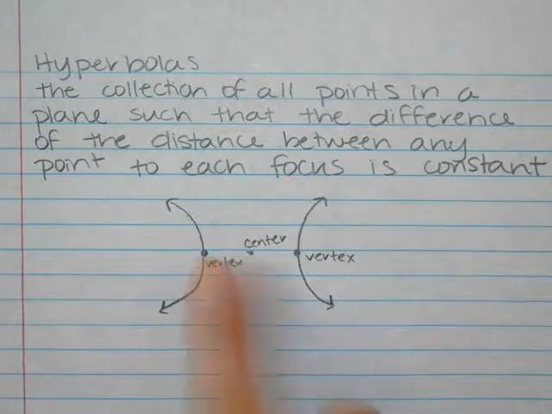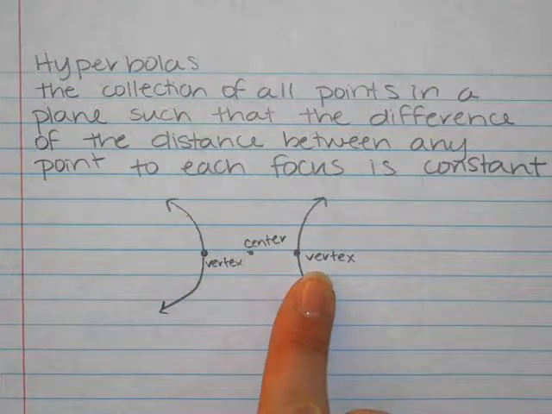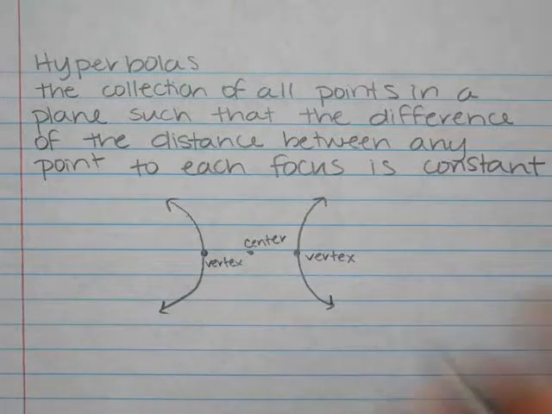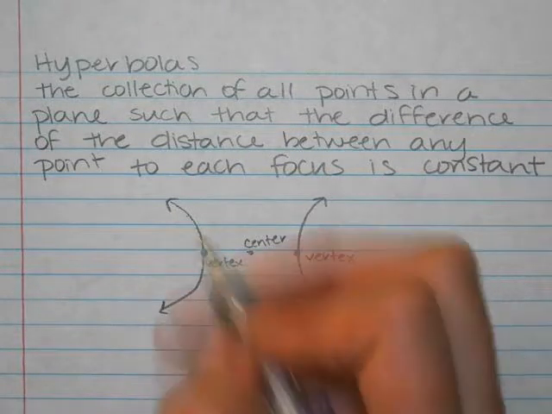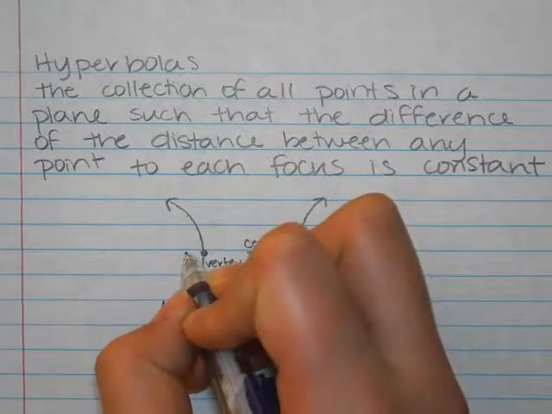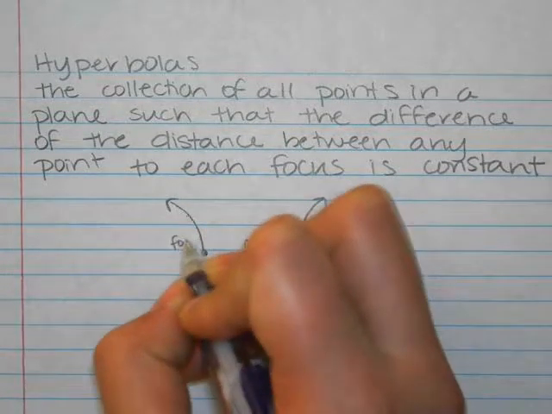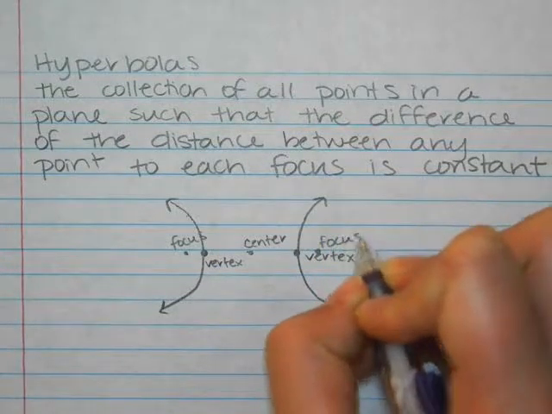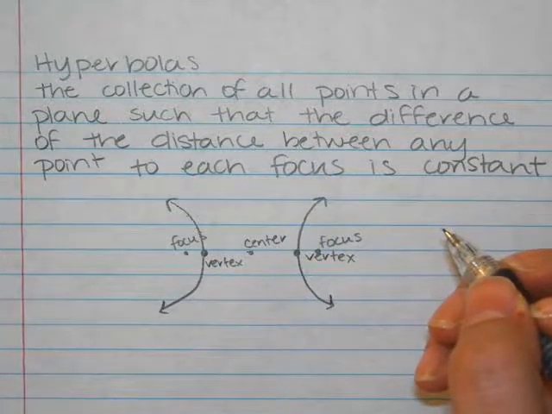We have two vertices, but we don't have any co-vertices this time. So we've got a center, a vertex, a vertex. And then inside each parabola shape, we have a focus. So focus there, so we still have foci.